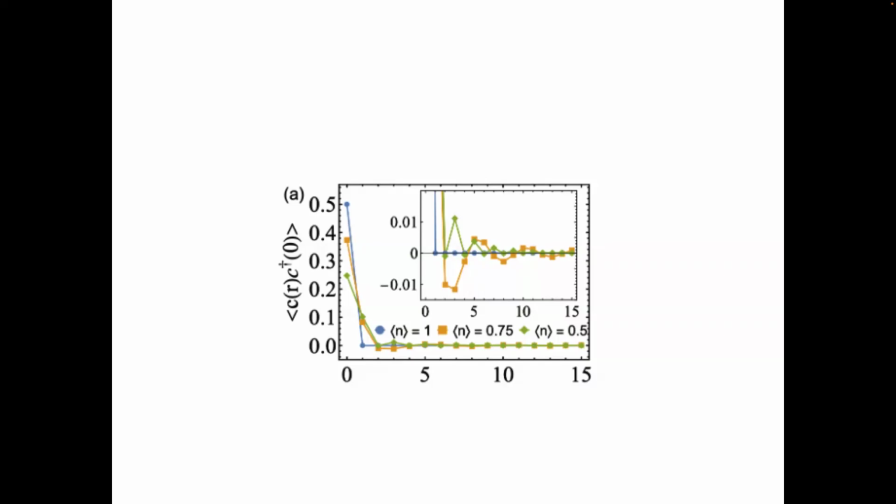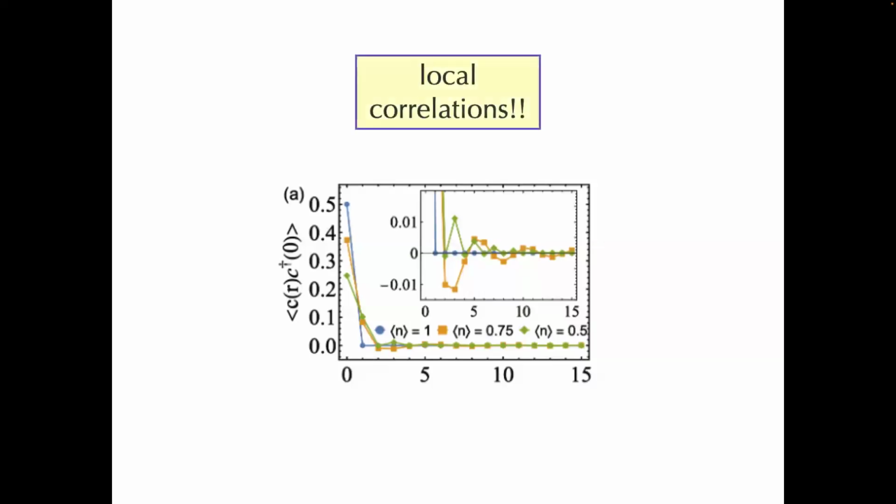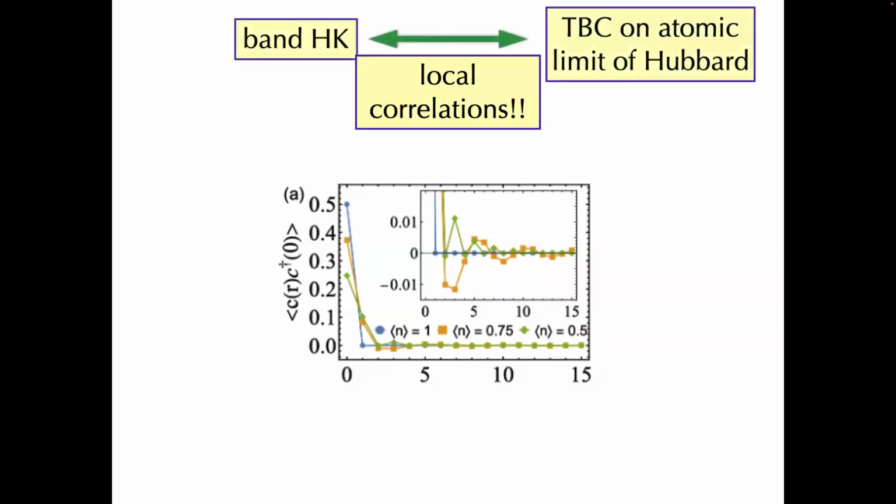So this is what the 2-point function looks like. It seems like it's just decaying fairly quickly. So you asked this question, Frank, about something over here. There are no long-range correlations in this model. Which is sort of surprising, which means that this model really does have purely local correlations, which means there should be some relationship between band HK and the single impurity problem.